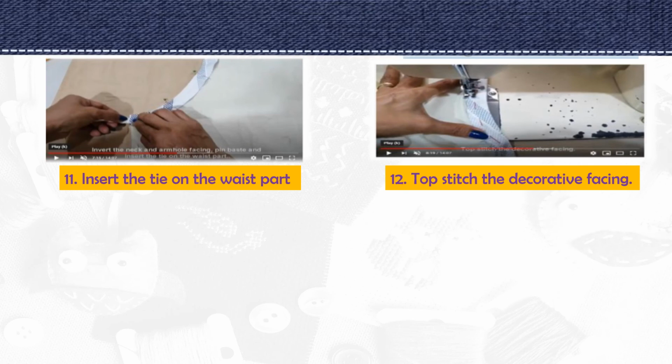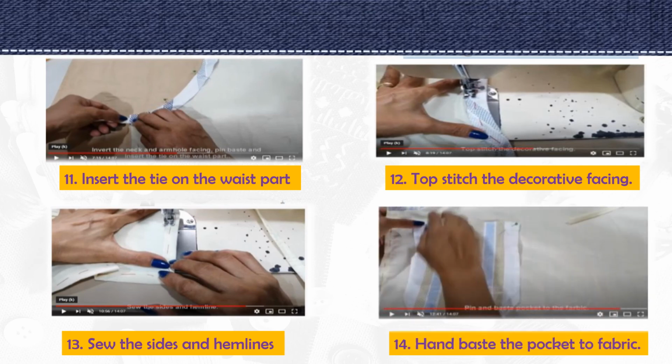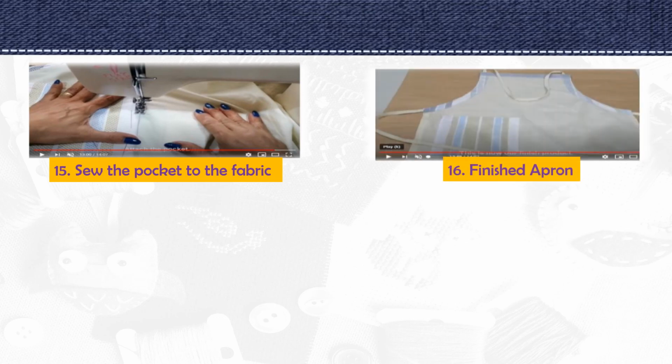Number 12, top stitch the decorative facing. Number 13, sew the sides and hemlines. And number 14, hand baste the pocket to fabric. Okay, next, number 15, sew the pocket to the fabric. And then number 16, you now have your own finished apron or product.